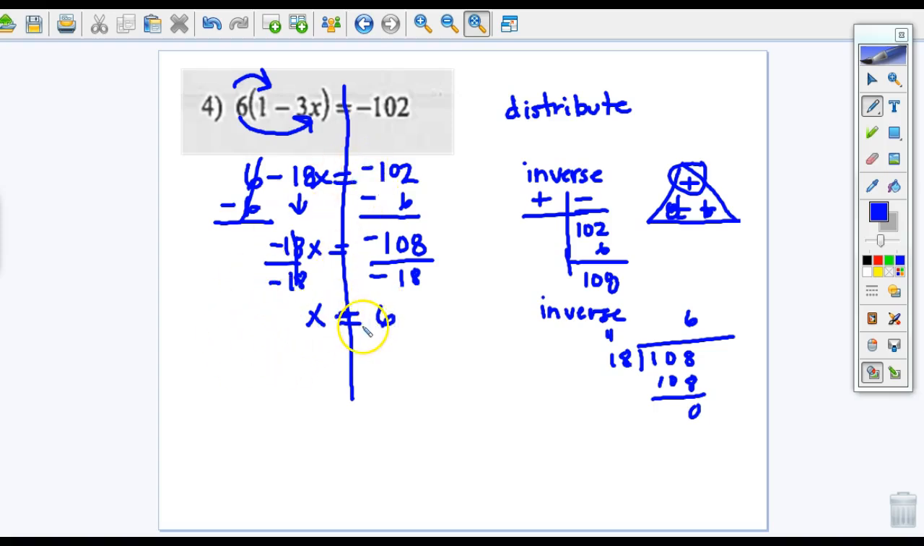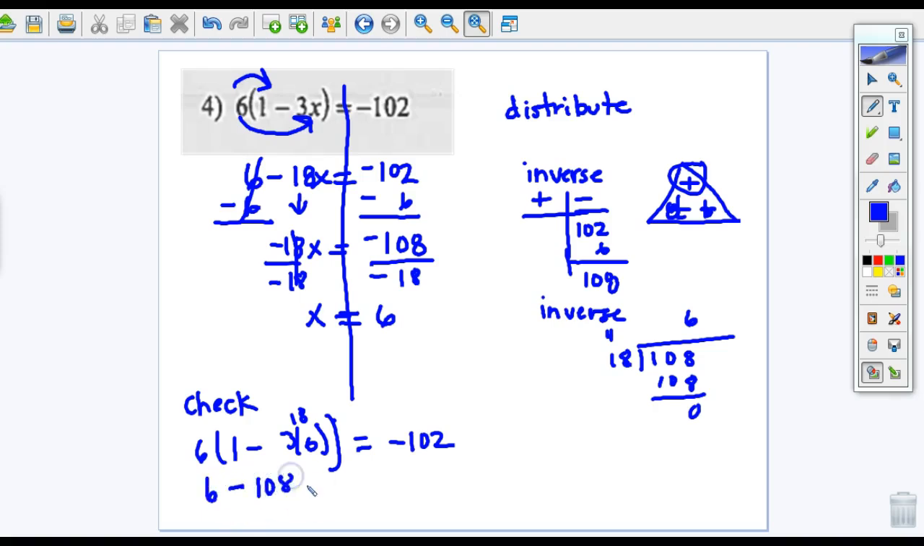Now, if you're ever not sure that your answer is right, remember, we could always do our check. And checks are super good. So I'm going to say 6 times the quantity 1 minus 3 times 6. Oops, that's terrible. Is equal to negative 102. So I'm going to say 6 times 1 is 6. 3 times 6 is 18. So 6 times 18 is negative 108. Oops, that's not true. I'm sorry. Bad mommy. Bad teacher. So 6 minus 108, so I'm going to subtract 6 from 108, and that's going to give me 102. And my answer is correct.